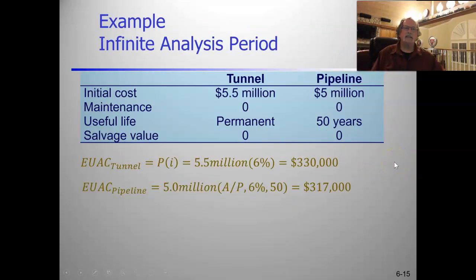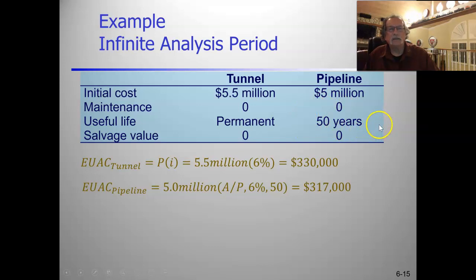Now let's look at an example with an infinite analysis period. So let's say we want to compare two water projects. One is you build a tunnel for the water. You build it one time, costs $5.5 million, and it lasts forever. The second choice is to build a pipeline, and it costs $5 million every 50 years. And you'll have to do that forever.